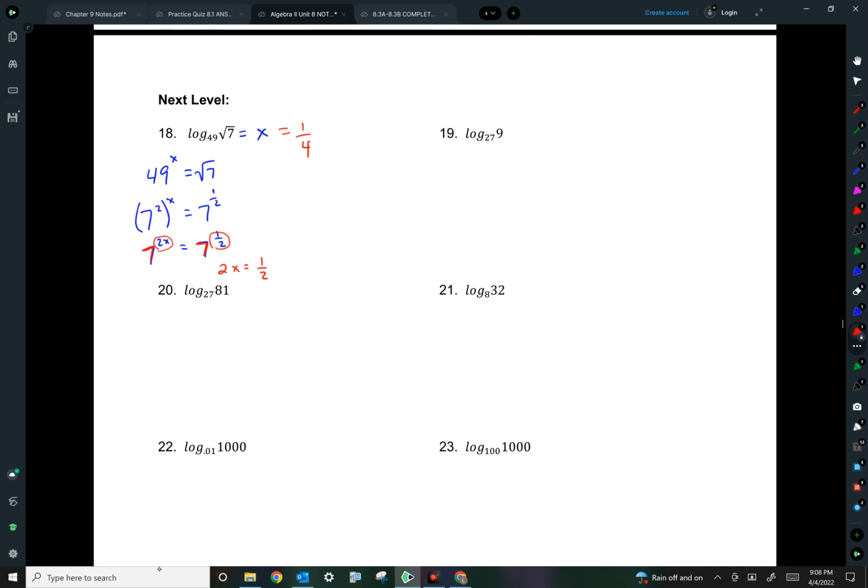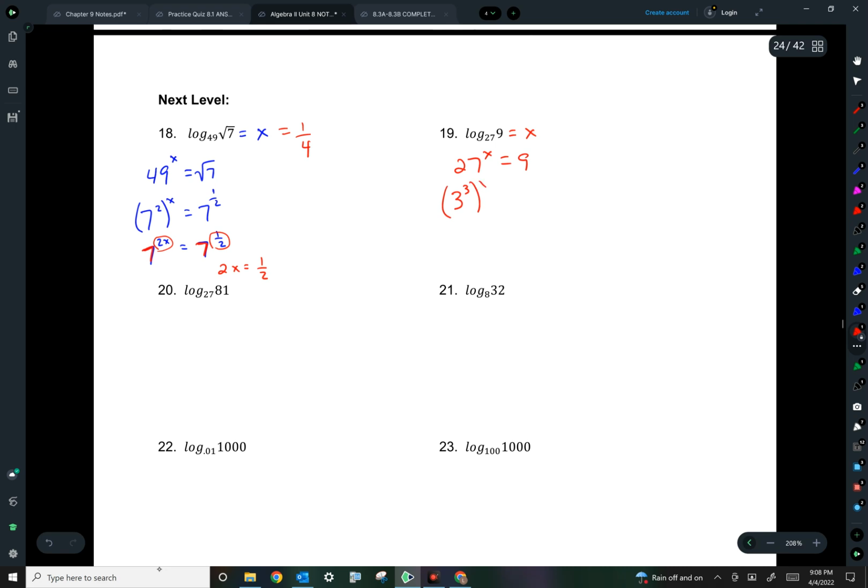Okay, let's try this one. If I don't know the answer, I'm going to say equals x. Let's think of it as exponential: 27 to some exponent equals 9. If you can't tell, then get the same base on both sides. Isn't 27 a base of 3? I could write it as 3 cubed.